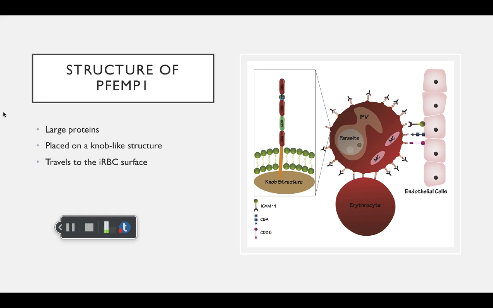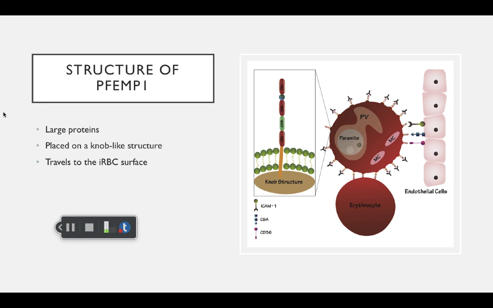The structural components of the protein: they are large proteins ranging in size between 200 to 300 kDa. The protein contains an N-terminal segment, variable numbers of Duffy binding-like domains, 1 or 2 cysteine-rich interdomain regions, a transmembrane domain, a C2 domain, and a conserved intracellular acidic terminal segment.